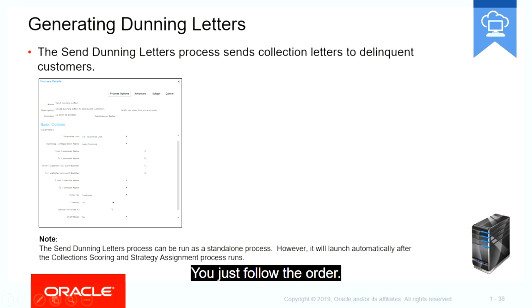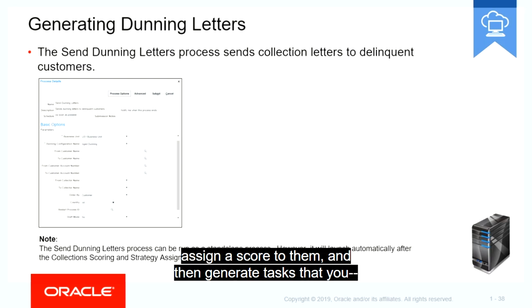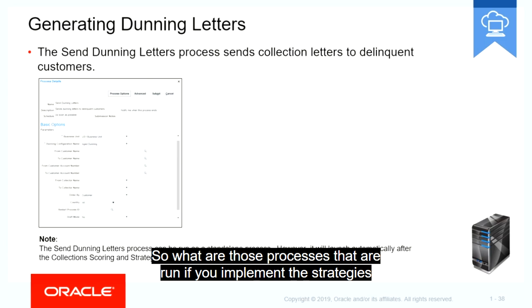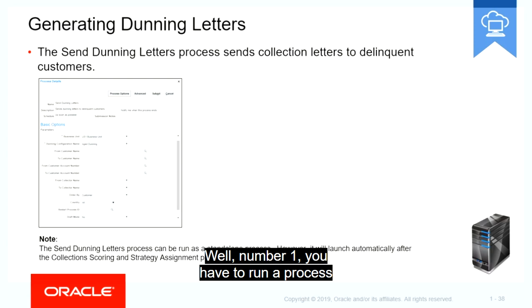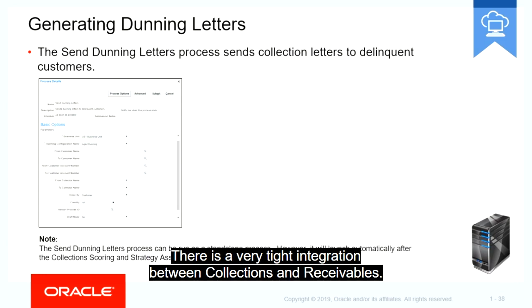So how is this process run if strategies are implemented? You just follow the order. There's a sequential order. There are processes that need to run for strategies, right? To look at customers, assign a score to them, and then generate tasks, workload that is assigned to collectors, and also generate dunning letters if applicable. So what are those processes that are run if you implement the strategies feature in collections? Well, number one, you have to run a process called refresh receivables transactions for customer account summaries. There is a very tight integration between collections and receivables.